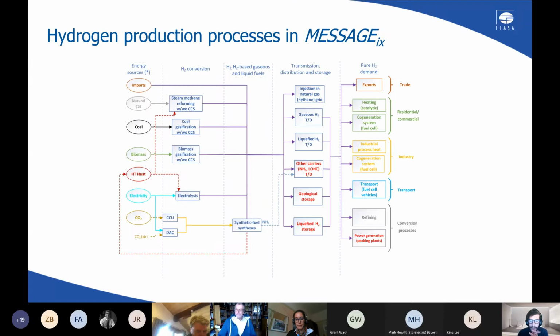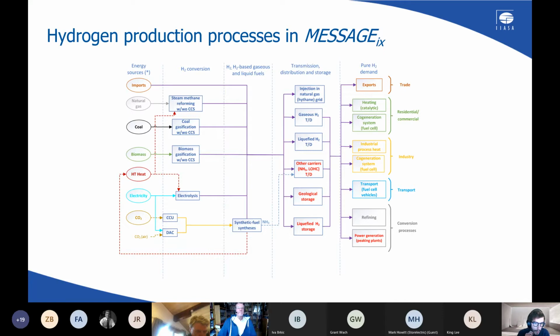So basically, I will focus on, as Eva was pointing out, the hydrogen production processes in our model MESSAGEix. And here you can find this flowchart that goes from left to right, starting from energy sources and CO2, going through the conversion steps, and then of course transmission, distribution, and storage, and finally ending up in the demand processes that we have. So as a starting point, I can quickly point you to the hydrogen conversion processes. We have steam methane reforming processes with and without CCS in 2 different versions. The same for coal gasification processes.